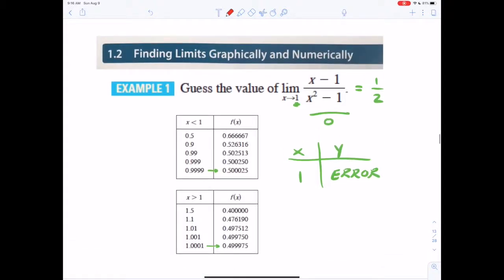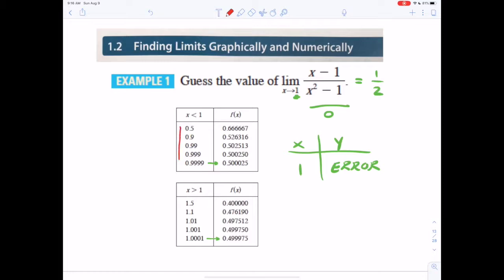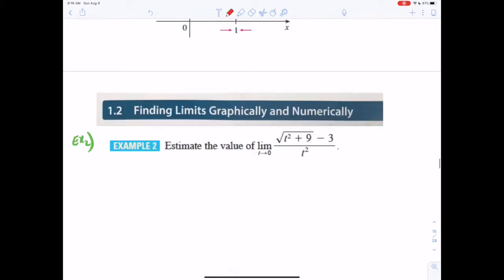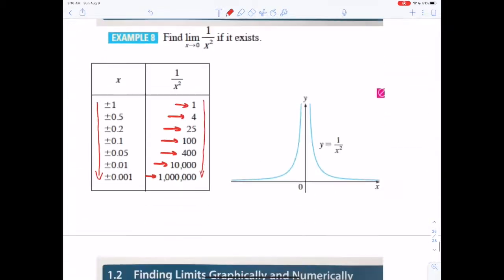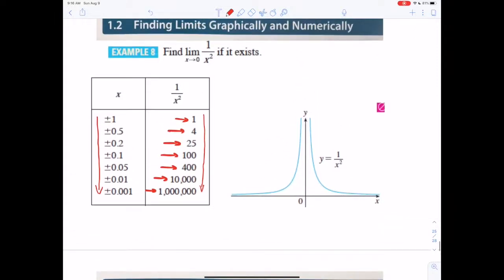Here, in this example, you guys just did this. When we got really close to 1, the values got really smushed into a 0.5. So it got really close to it, right? Same thing as if we were to approach it from the right side. But now here, it's weird because it's not getting really close to a number. If you notice, the number is just getting larger and larger and larger, okay?